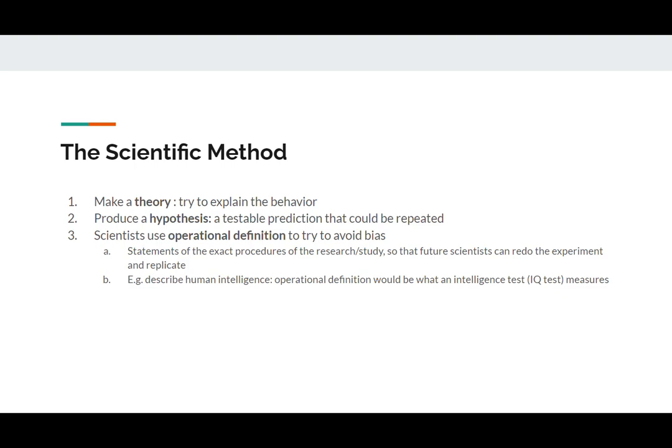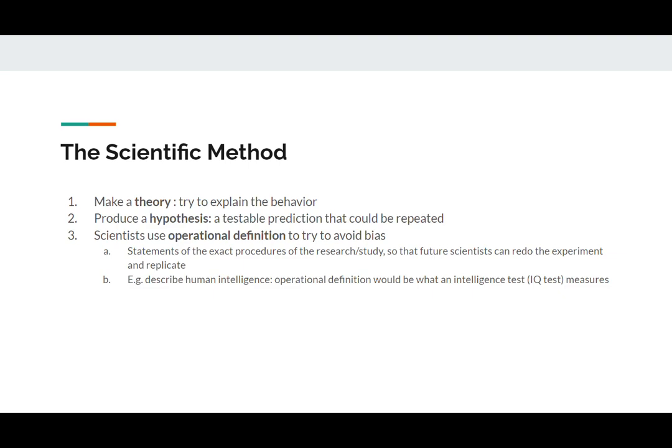So in order to avoid those kinds of biases, psychologists often use something called an operational definition. First you need to make a really clear statement of the exact procedures used in the study, which would eventually allow other researchers to replicate the research, as I mentioned previously. For example, if you want to do an experiment on human intelligence, you may define it as how smart someone is, which is really broad and general, measured by their grades. But this is a biased definition because grades, as you all know, don't have a direct positive correlation with your actual IQ.